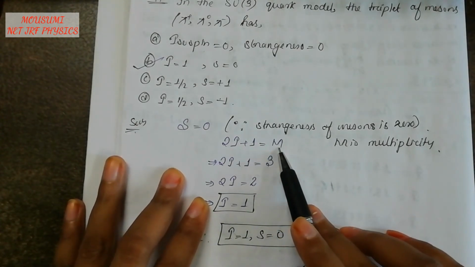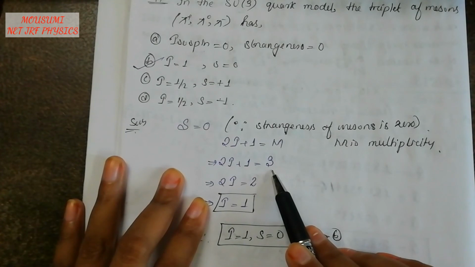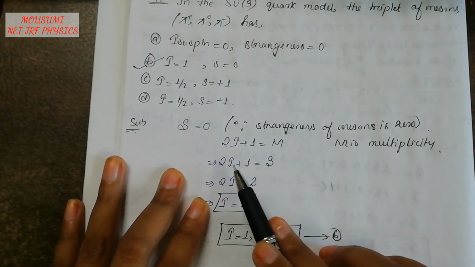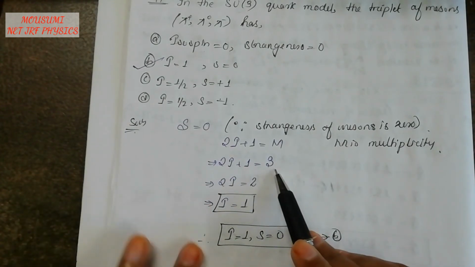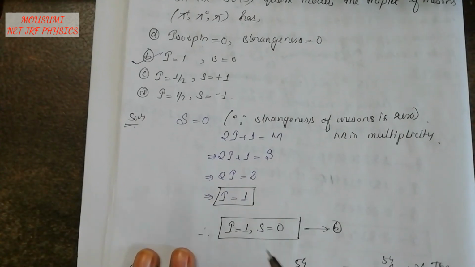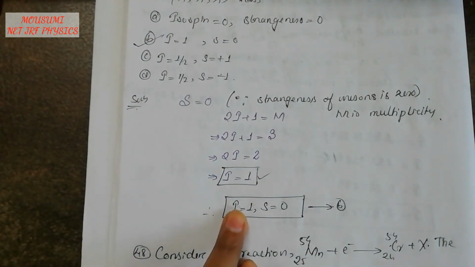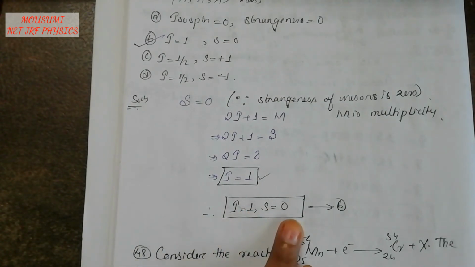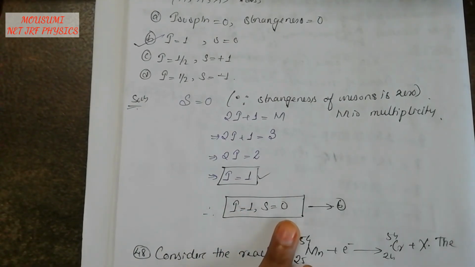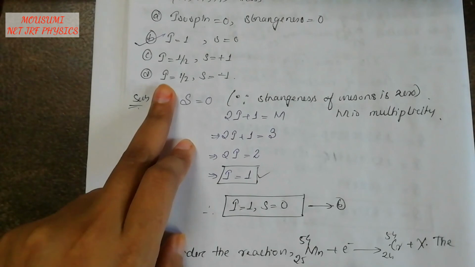Here m is the multiplicity. Since it is a triplet, the multiplicity will be 3. So 2I plus 1 is equal to 3. That will give you 2I is equal to 2, sorry, and I is equal to 1. So here the isospin is 1 and S, that is the strangeness, is equal to 0, right? So the correct option is option B.